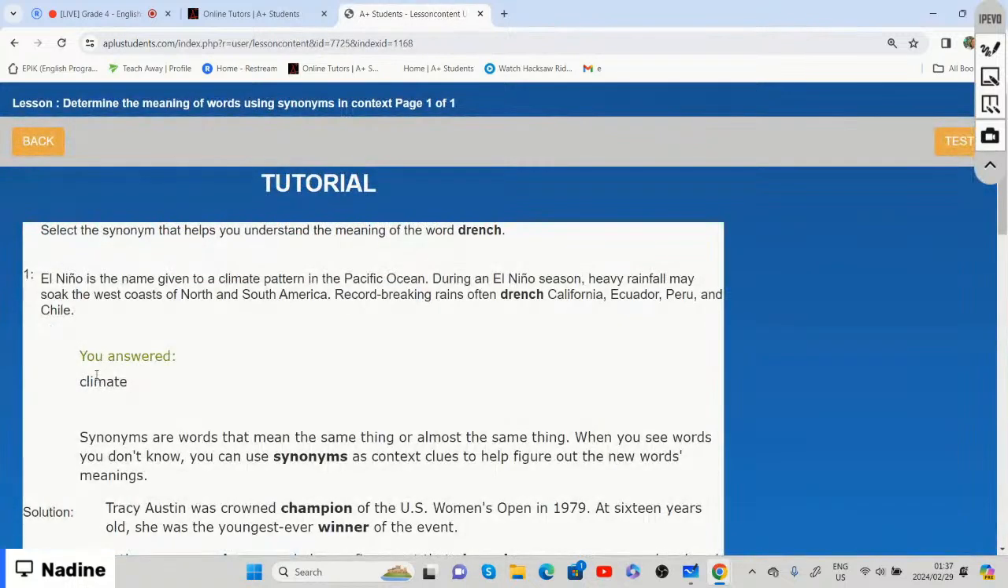Now we're going to determine the meaning of words by using synonyms. And remember, synonyms are words that either mean the same thing or almost mean the same thing. So we need to determine the meaning of the word using synonyms within context. If you see a word that you do not know, you can use synonyms as context clues to help you figure out the meaning of words.